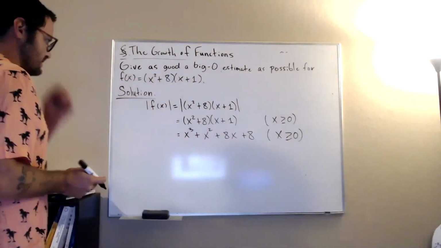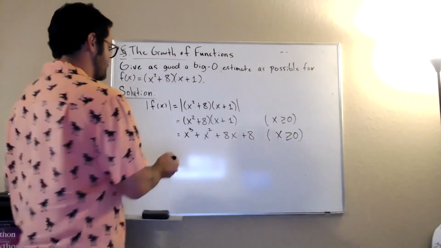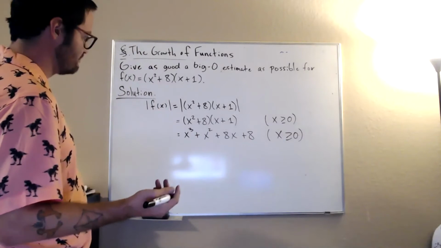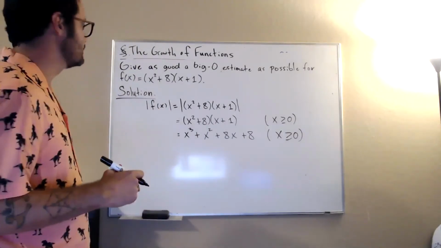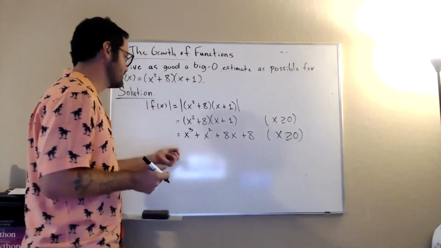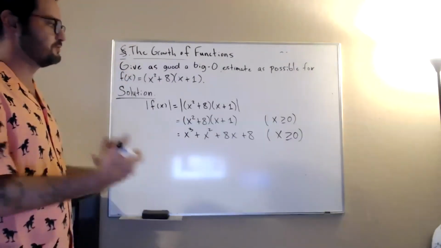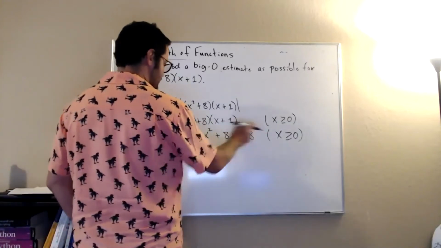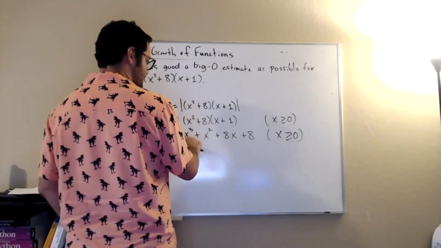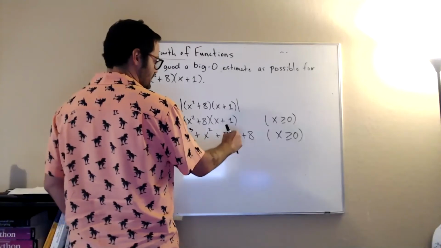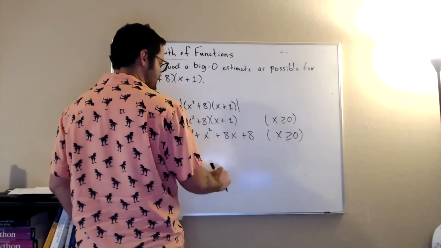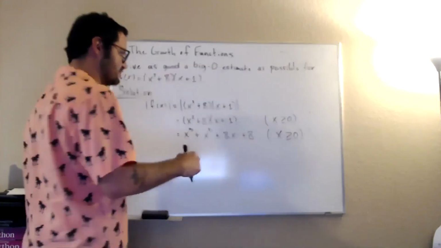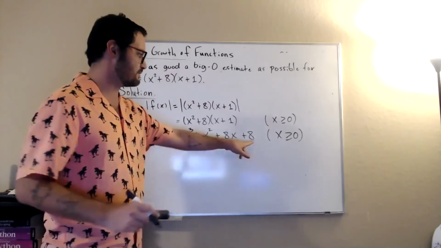Okay, so this is a polynomial of degree 3. So I know, based off of that theorem that I gave you last time, that this is going to be big O of x cubed. I just don't know what the constants are. I do know that if x is greater than or equal to 1, then x cubed is greater than x squared, and x cubed is greater than x. And then also, I'm going to make sure that x is greater than or equal to 2, so then x cubed would be greater than or equal to that 8.